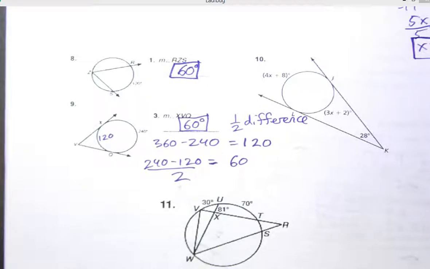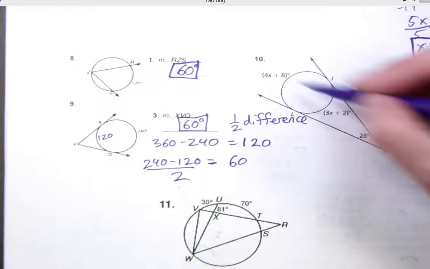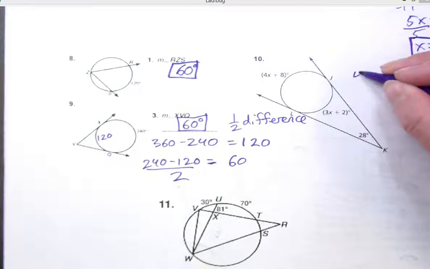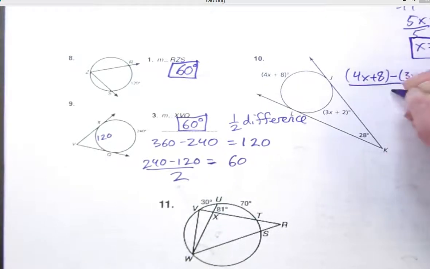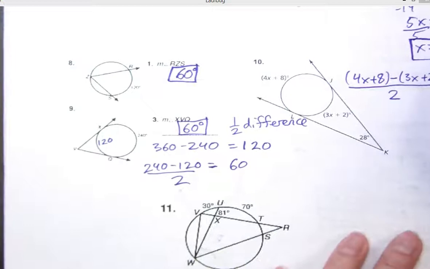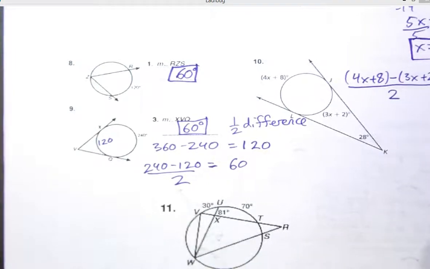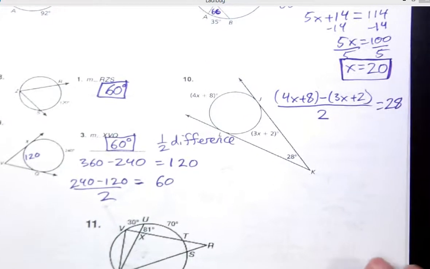Alright, 10. What is our rule? Same thing, half the difference. So we're just going to set it up, even though there's x in there. It still is half the difference. So 4x plus 8 minus 3x plus 2 divided by 2 equals 28. Sorry, I guys couldn't do that. Alright, so what do you think the easiest first step is? You have a question?